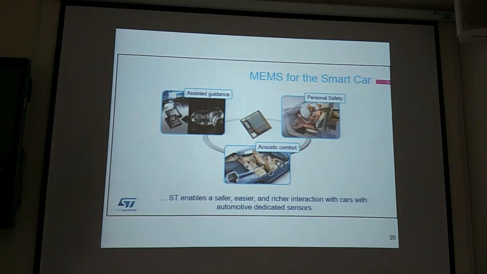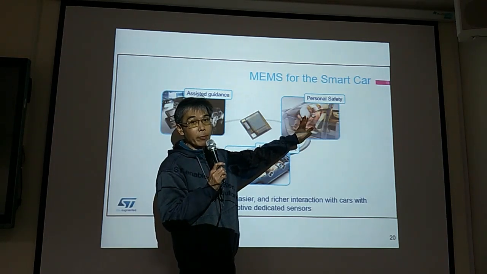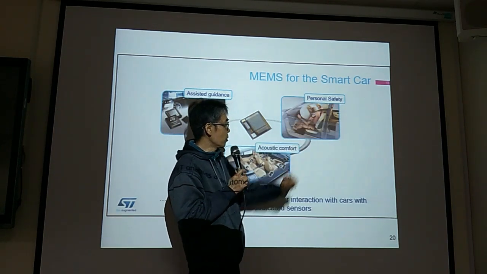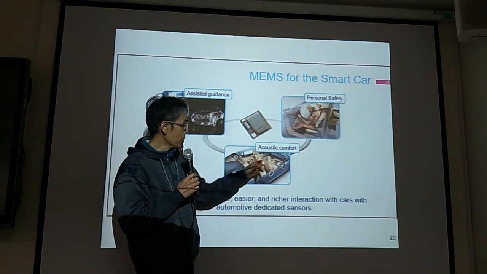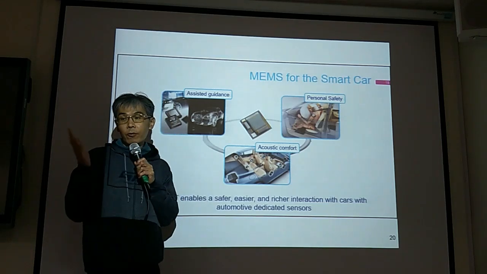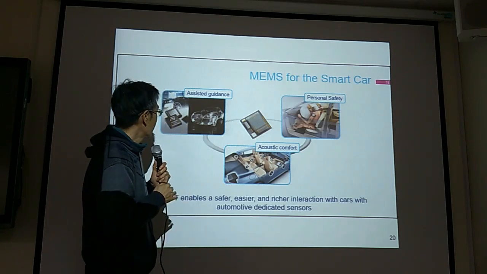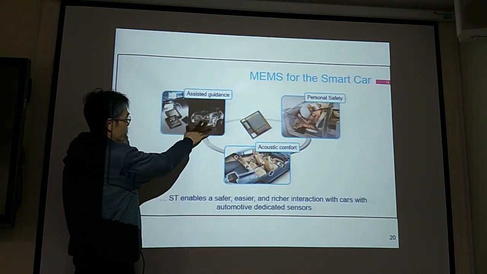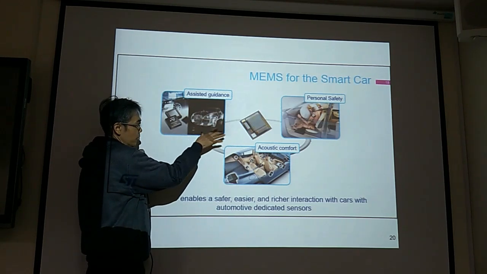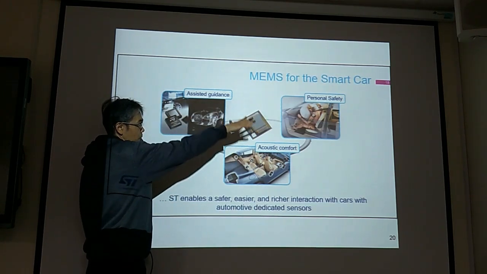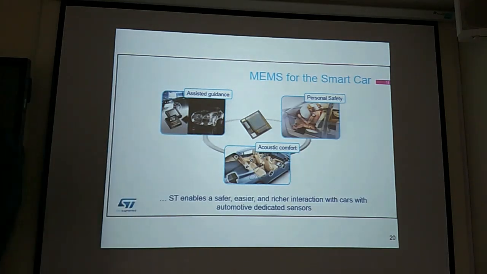So see, this is the airbag. It's actuated by accelerometers. So it's for your personal safety. And for the acoustic comfort, like the microphone or the stereo system. And assisted guidance, like self-driving car with these sensors to detect all the outside world. So MEMS for smart car.